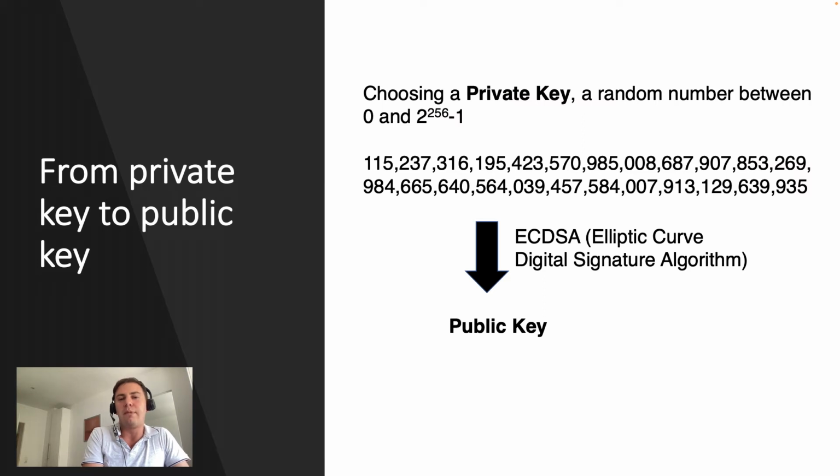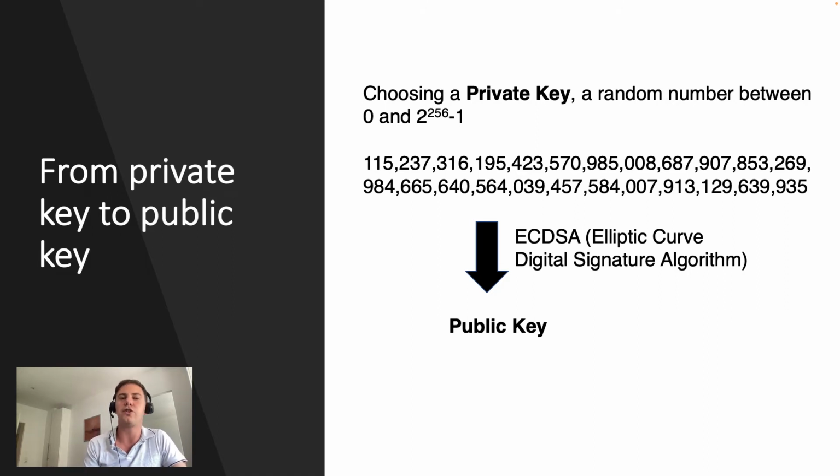From private key to public key: how does Bitcoin go from a private key to a public key? Firstly, a private key is generated, a random number between 0 and 2 to the power of 256 minus 1. It's a huge number. It's not even possible to imagine how big it is and how many options there are.